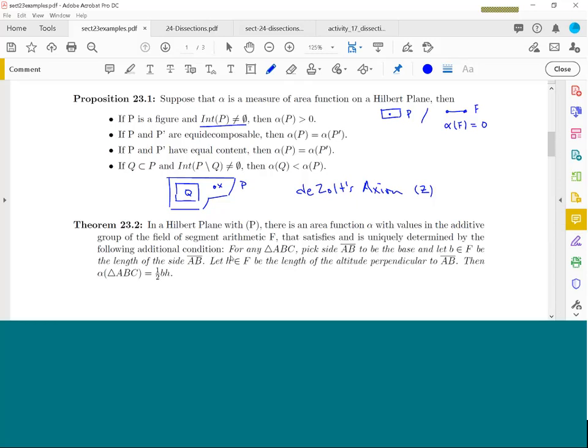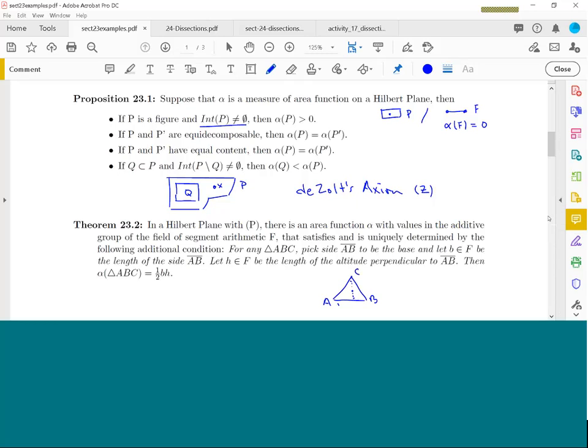So here's the condition. Pick any triangle you want. Pick one of the sides, and we'll arbitrarily pick AB so we can actually talk about it, to be the base. We'll go ahead and we'll let B be the length of the base AB. And we're going to let H be the length of the altitude that's perpendicular to AB. So if we drew this out, it would look like this. So here's A, here's B, here's C.